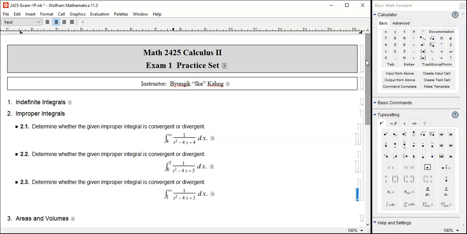All right. We went through improper integrals. It turned out that this one and that one can be done explicitly. And this one is divergent.